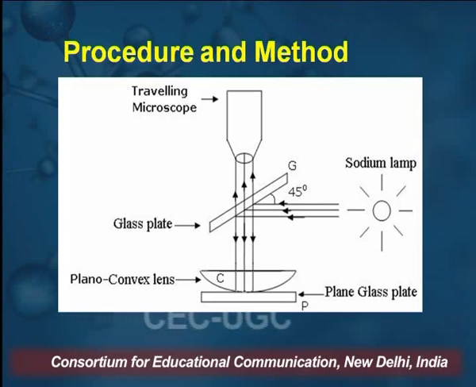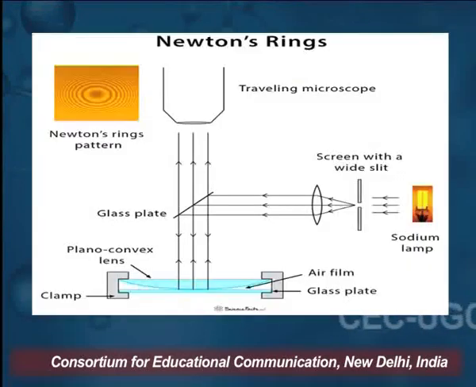Then from here it is reflected towards the travelling microscope, where we will observe the Newton's ring pattern, or we can say we can get the bright and dark circular rings, and these rings are known as the Newton's ring. Again I repeat that this is the arrangement. You see here more clearly in this diagram how we are getting the Newton's ring.